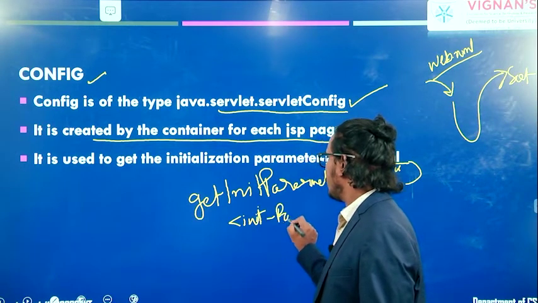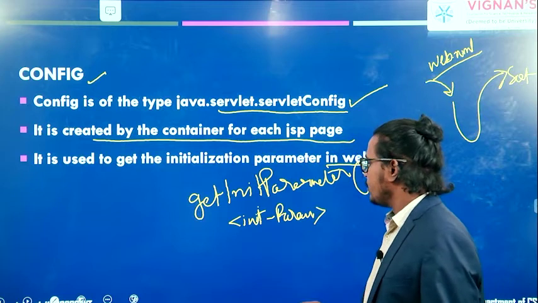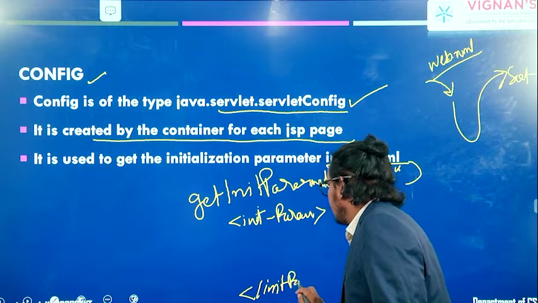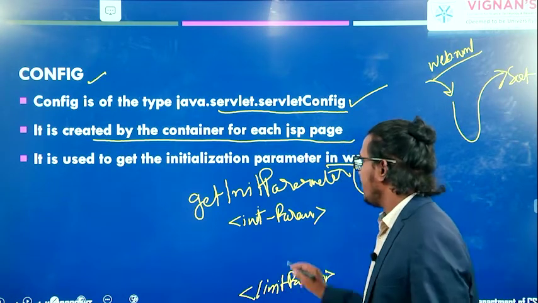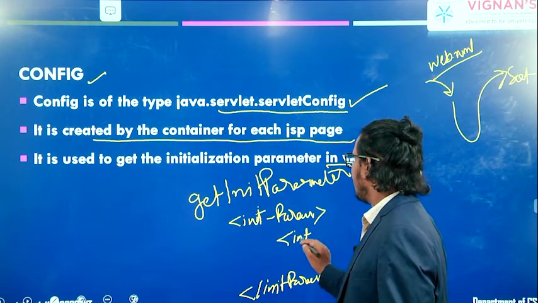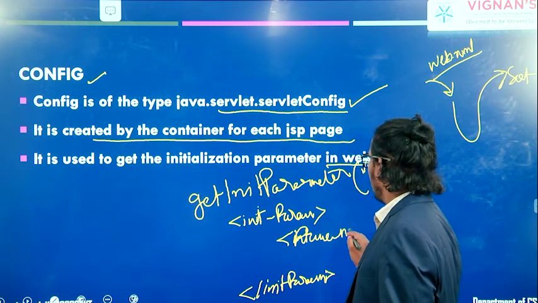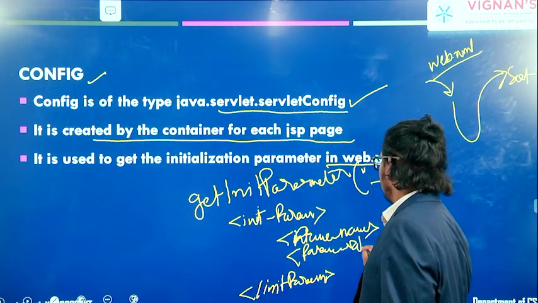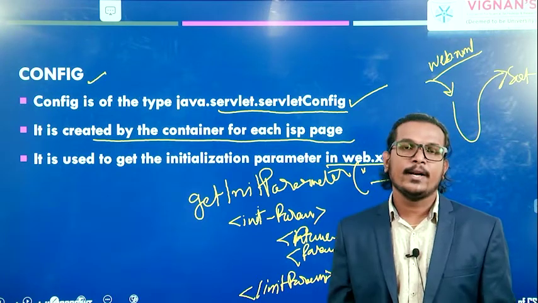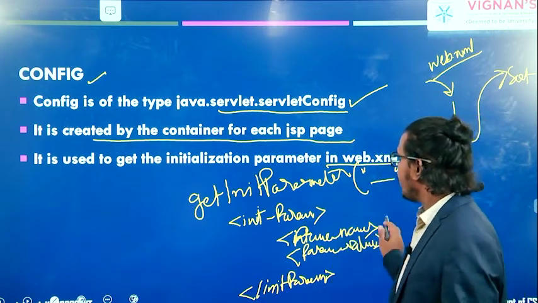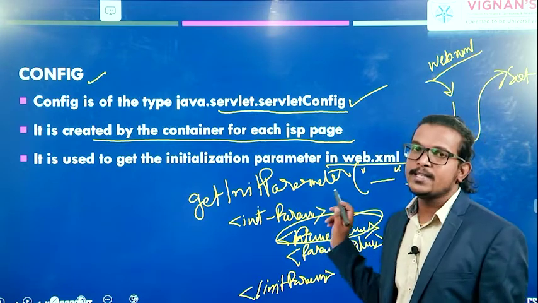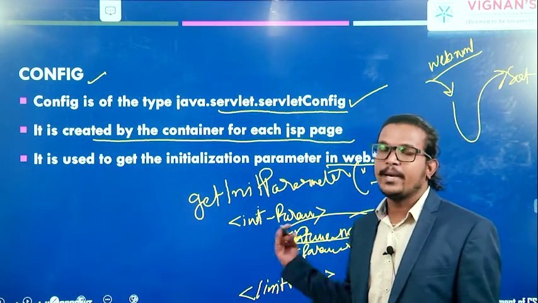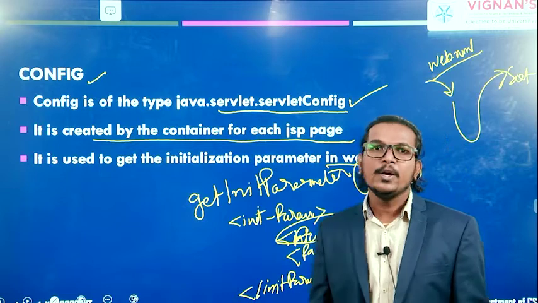Init param. The tag we are using is the open tag and close tag of init param. Here you have to pass the init param name and the param value. With the help of this particular initialized parameter name you have to call, then only you will get the parameter value. Clear? That is the use of this particular configuration object.